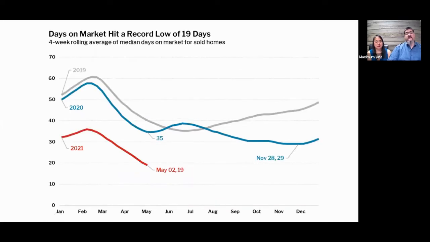Days on market is also at a record low. Right now, our average days on market is 19 days. And that includes all those crazy overpriced homes out there. This is just an overall rolling average. And so this is our lowest record days on market ever.